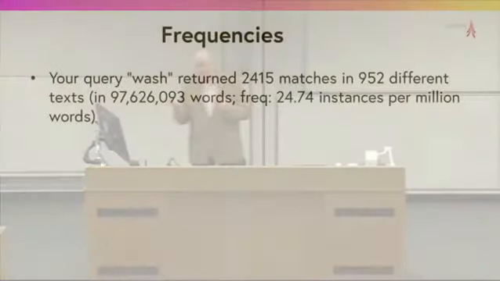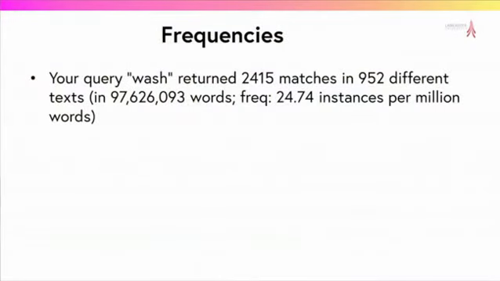So here is an example of the word wash. I've looked at that in the British National Corpus, and very swiftly, and you'll be able to do this type of study yourself later on in the course, I got an answer which showed me that there were 2,415 matches in 952 different texts. And that was searching in the 98 million words or so of the BNC. It will also tell me that the frequency is 24.74 instances per million words.